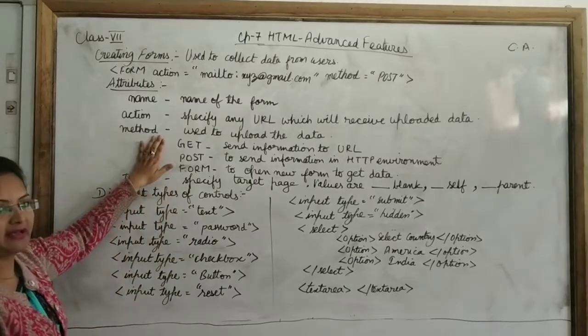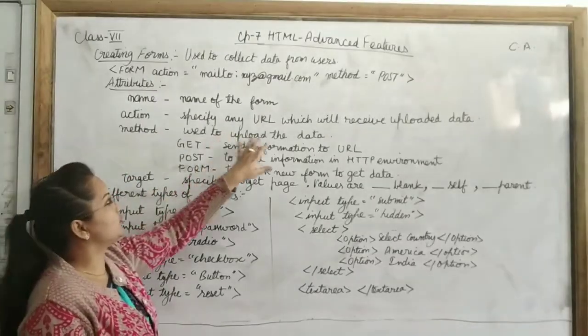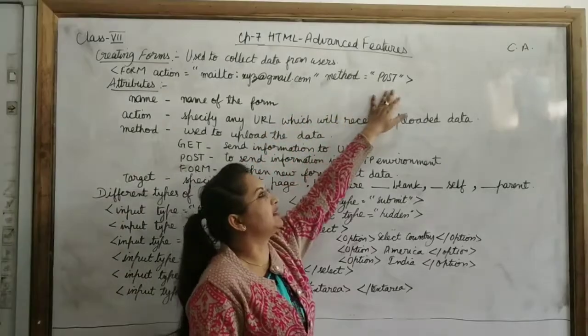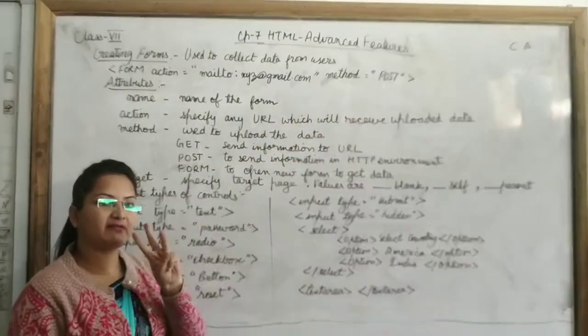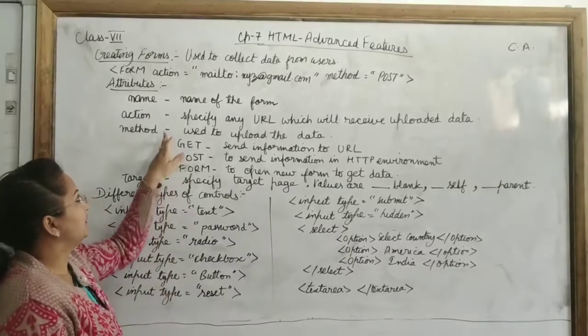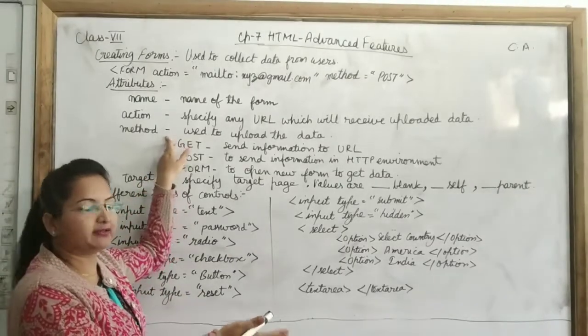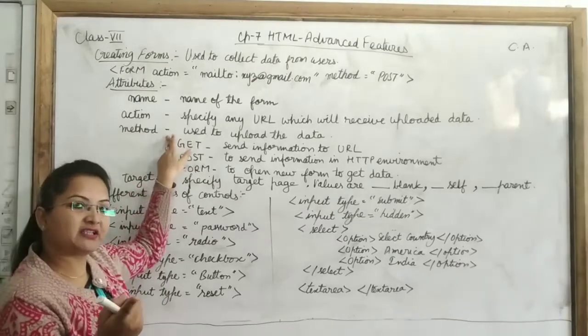Now the method is used to upload the data. Okay, like here in method we have written post, but we have three options here. With the help of method, the data can be sent from one page to another. Okay, now on which page it will be sent?